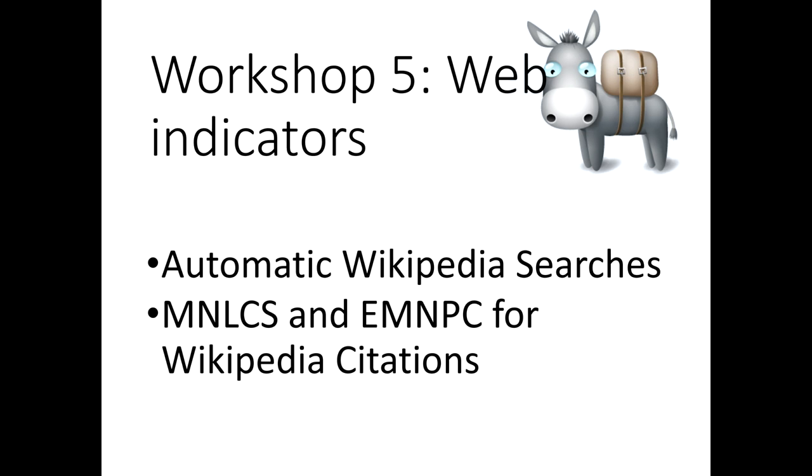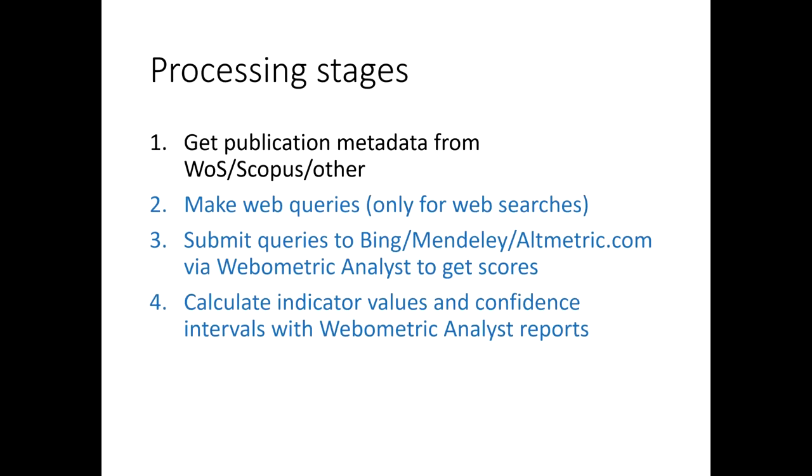We're going to get our own Wikipedia data and we're going to calculate the MNLCS and EMNPC for Wikipedia citations gathered from the web with Webometric Analyst. So this covers stages 2, 3 and 4. Making the web queries, submitting the queries to Bing in this case, and calculating the indicator values.